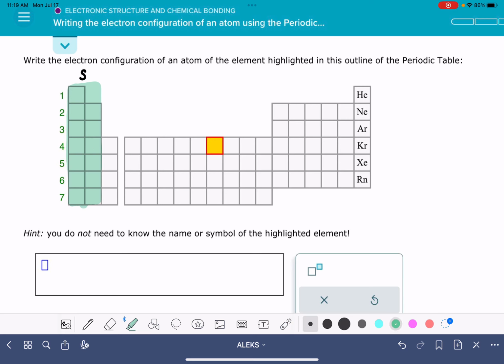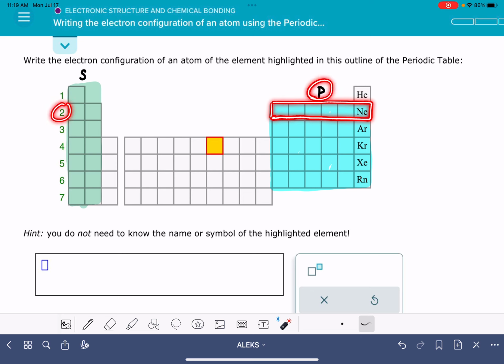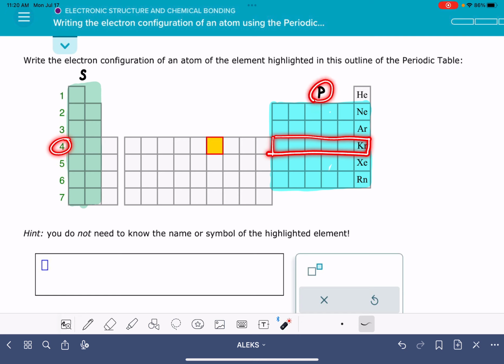You get the idea. On the other side of the periodic table, all of these elements over here are the elements that correspond to the filling of the p orbitals. And also the number corresponds with the number of the row. So these elements are all corresponding to the filling of the 2p orbitals. And these would be the filling of the 4p orbitals.